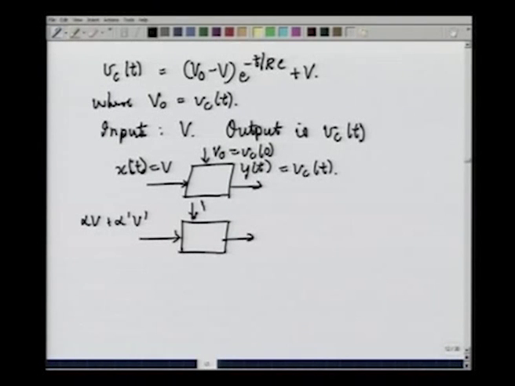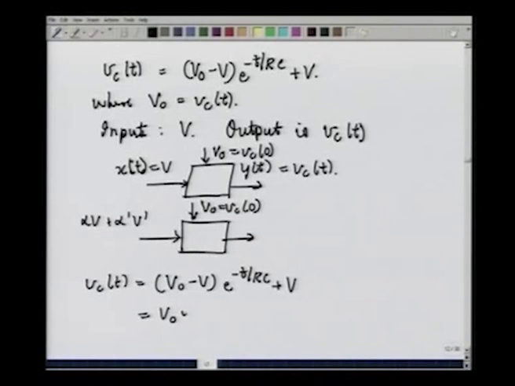The auxiliary condition remains V0 equals Vc(0), and we will see what the output is. Going by the equation we have, Vc(t) equals (V0 minus V) times e to the minus t by RC plus V, which is equal to V0 e to the minus t by RC plus V times (1 minus e to the minus t by RC). This is the expression for the output when V was the input.